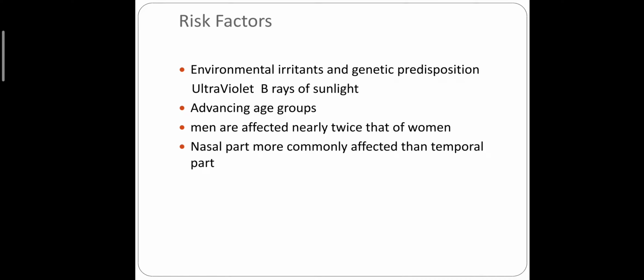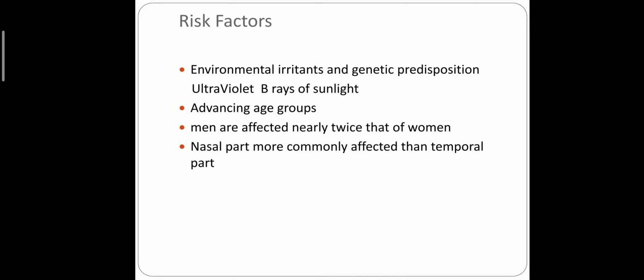So coming to the environmental factors. As I already told you, there is a strong epidemiological correlation between pterygium development and exposure to sunlight, like long exposure, or people working in an outdoor environment, for example a farmer by occupation, or people who have to continuously get exposure to the sun rays. They are more prone to development of pterygium.